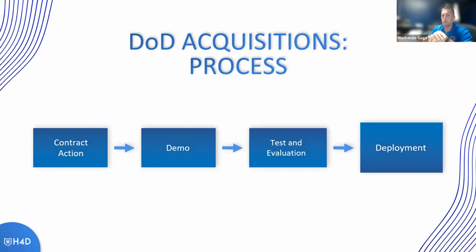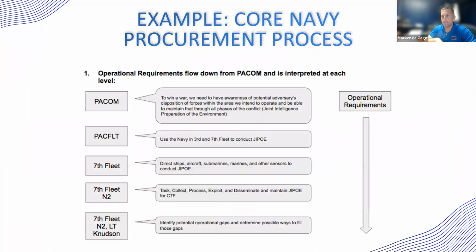So again, a simplified version of the DoD contracting process. There's contracting action, demonstration, test and evaluation, and deployment. Again, to understand the complexities happening at the subsurface level here, please just look at a Google picture of the DoD acquisition process map. And you'll see that again, this acquisition process is complex and does create some barriers.